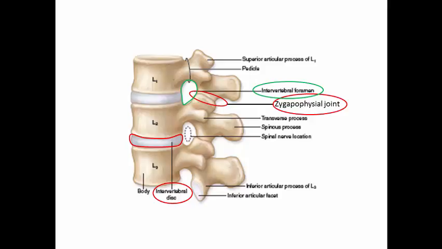And when we articulate 2 adjacent vertebrae together, we create another foramen, which is called the intervertebral foramen. So it's between 2 vertebrae. And this foramen surrounds and protects the spinal nerves as they pass out from the spinal cord.